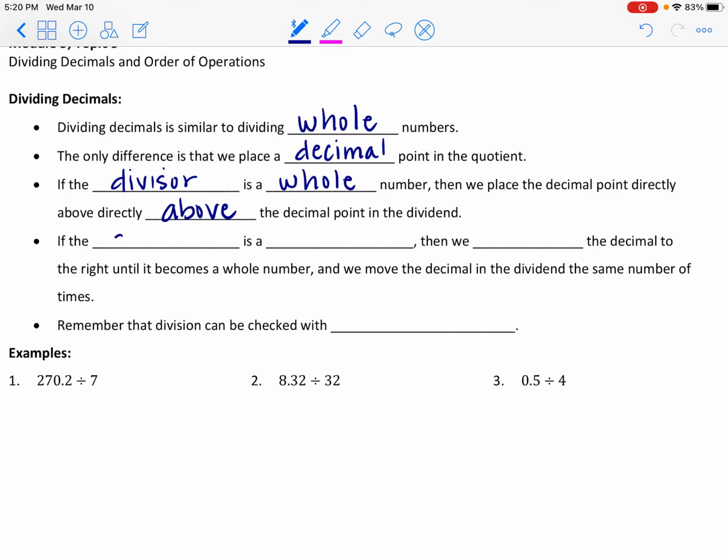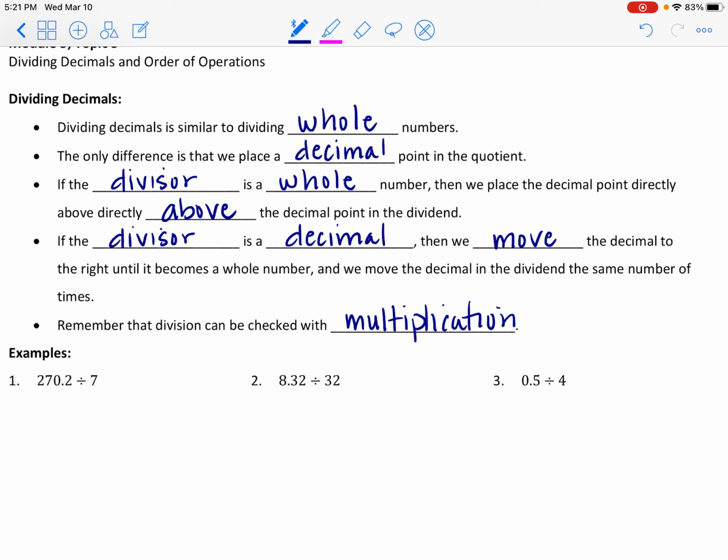If, however, your divisor, the number you are dividing by, is a decimal, then we're going to move that decimal to the right until our decimal number becomes a whole number. This is a legal move as long as we move the decimal in our dividend the same number of times. When we get to an example, I will show you why. The good thing about division is that we have technology that can do the division for us to verify our work, and we could also use multiplication. So division can be checked with multiplication and with calculators.